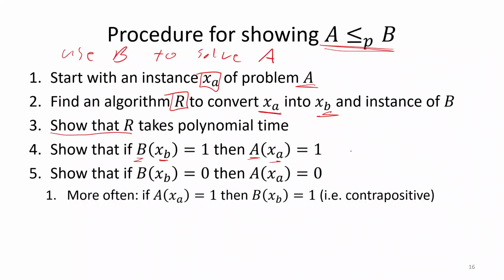Usually, though, the way that we're going to show this is we don't show this directly. We show it by contrapositive instead. So the 0 version, we typically show that by contrapositive. So we're showing that b of xb equals 1 if and only if a of xa equals 1, by showing whenever b gave 1, then a gives 1, and whenever a gives 1, then b gives 1 as well.